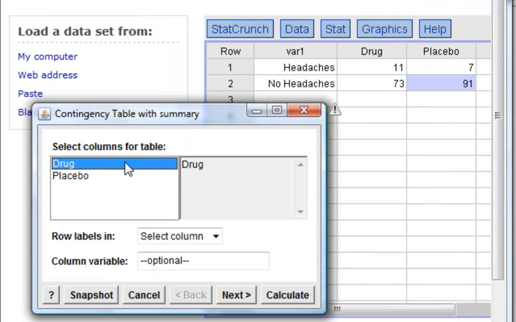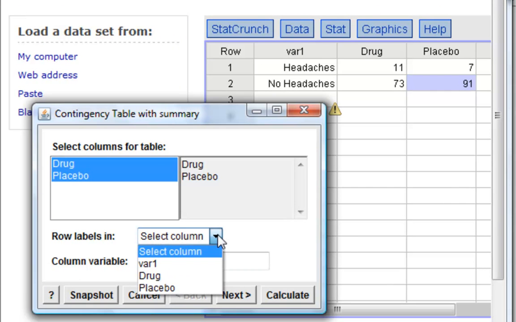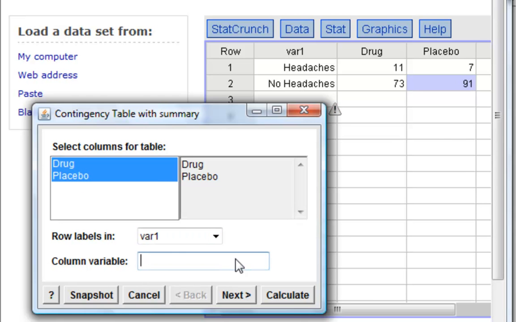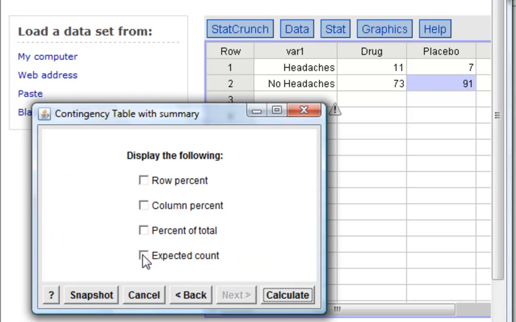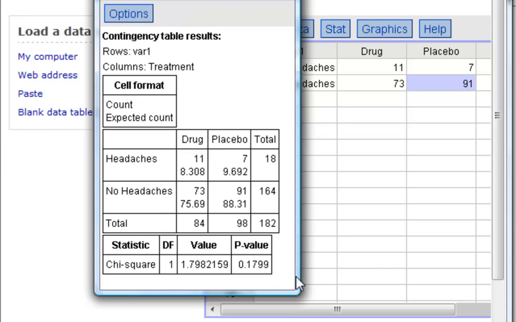So the columns for our table are going to be drug and placebo. Our row labels are in the first column, which is just named var1. And if you want to, you can put in a label for your column variable here. So let's just call this treatment. And this time let's also have it put in the expected frequencies. Then we click on calculate, and here are our results.